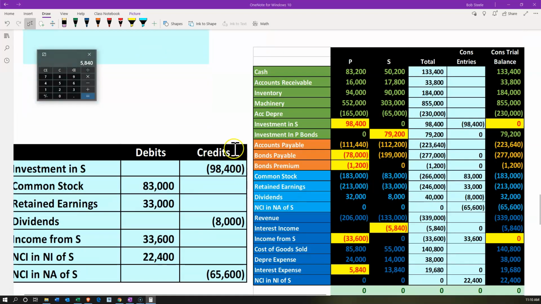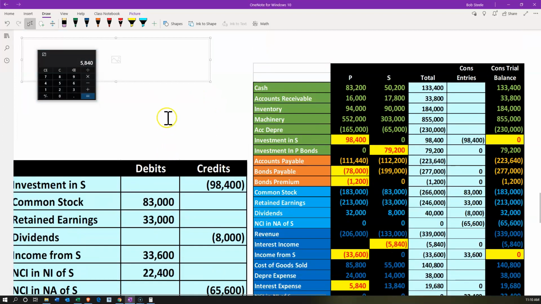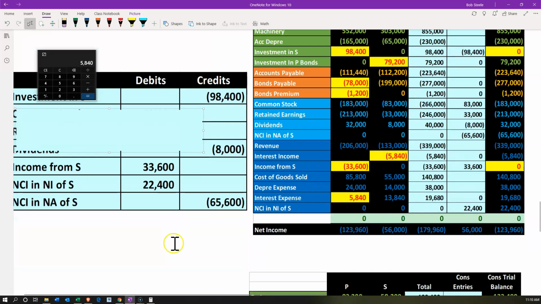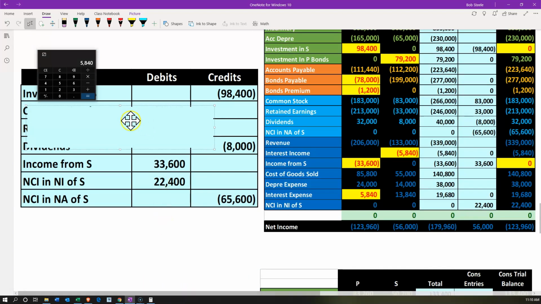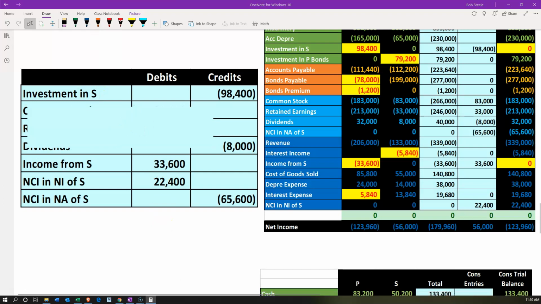and then we're going to reverse those items. Now let's think about our consolidation entries. We're going to do our standard entry first, and then we'll do the entry related to the bonds that we just put together. So let's bring this on down.